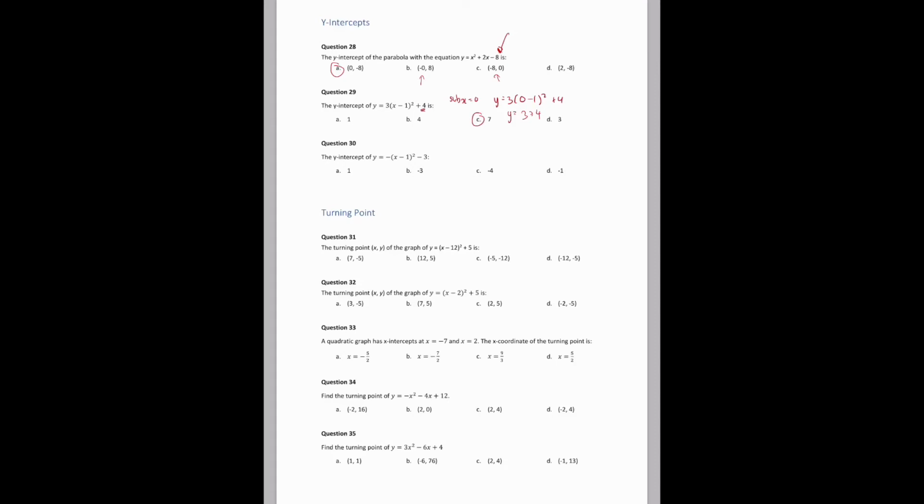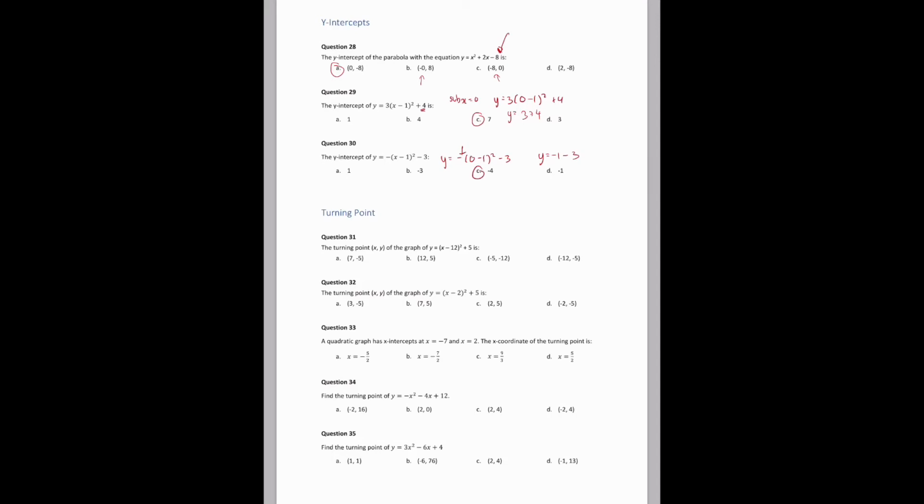Do the same thing for question 30. So in this case, sub x = 0. So it's going to be y = -(0 - 1)² - 3. 0 minus 1, negative 1 squared is still positive 1. But because there's a negative sign here, it will be y = -1 - 3. Hence, y = -4. So therefore, C will be the correct answer.